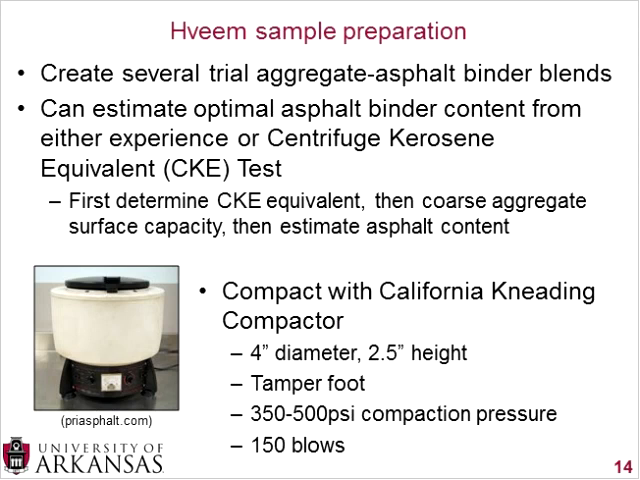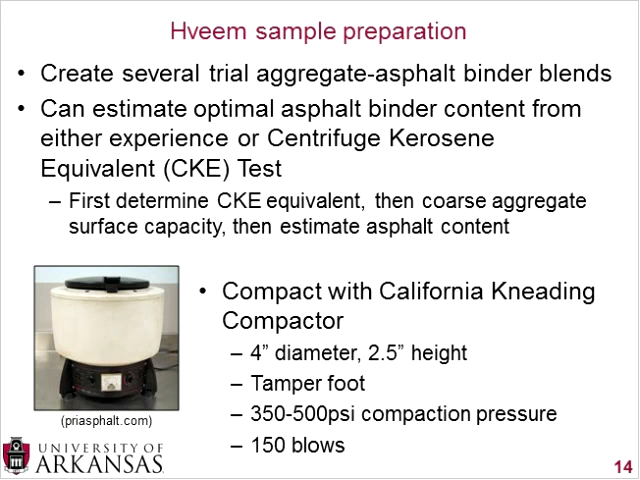So when you're preparing your Hveem samples, you create several trial aggregate asphalt binder blends. So you mix together different aggregates, different quantities of aggregates, and then different types of asphalt, different quantities of asphalt. And at the end of the day, you do want to try and estimate an optimal asphalt binder content, because if you have too much asphalt, sometimes you get rutting, sometimes you get bleeding or flushing. A lot of distresses can happen, but if you don't have enough asphalt, and this is the asphalt binder, sometimes you can get raveling or you get excessive cracking, whether it be fatigue or thermal.